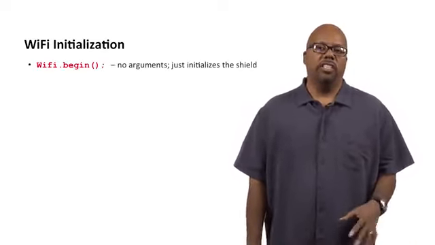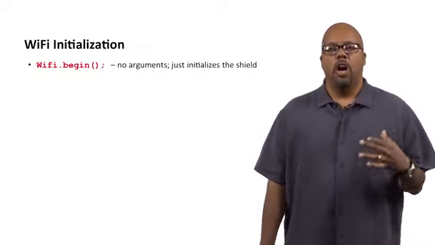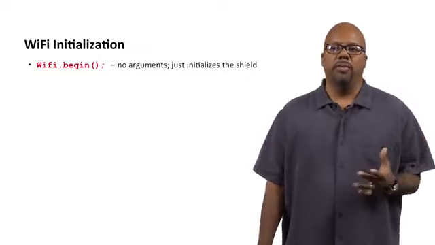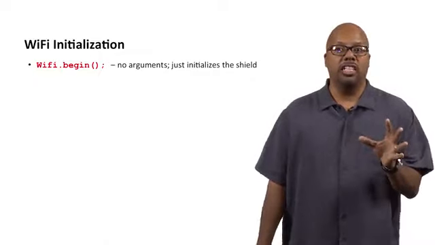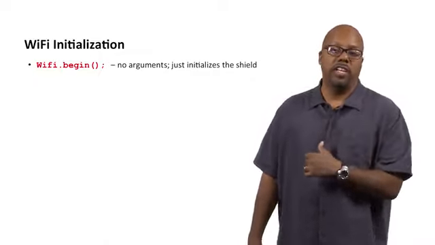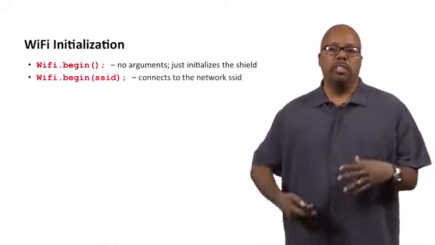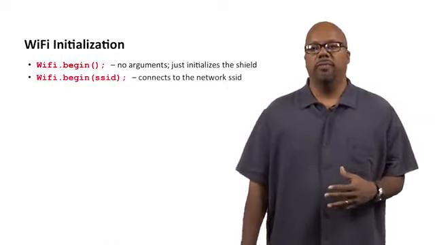So Wi-Fi initialization. What do you do first? Wi-Fi.begin, so that's very common. No arguments, right? If you pass no arguments, it just initializes the shield. So that's one way to call Wi-Fi.begin. Just no arguments, it powers up the shield and initializes it.